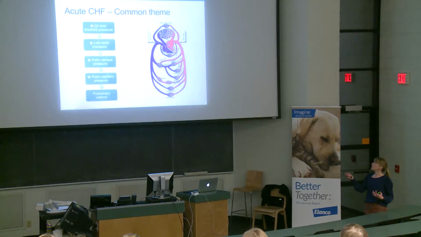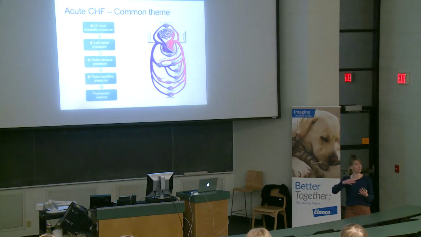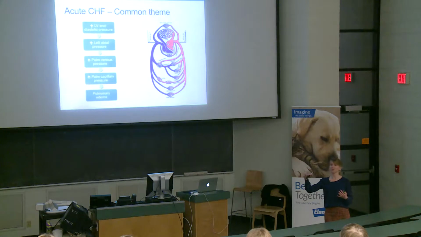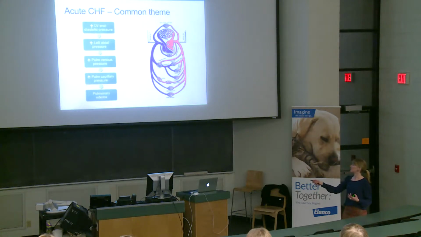And the next result of that is that our left atrial pressure rises, and then our next step beyond that is that our pulmonary venous pressure rises, and then beyond that our pulmonary capillary pressure rises in the lung, and finally we have the development of pulmonary edema. So that's the common theme. Again, regardless of the underlying cause, that's kind of the principle of what's happening.